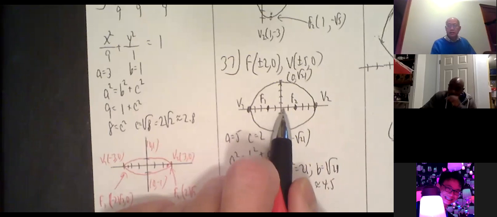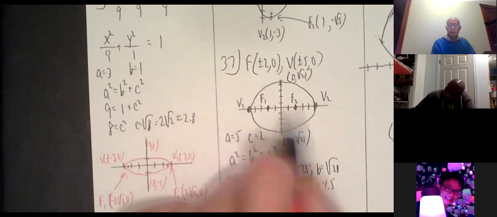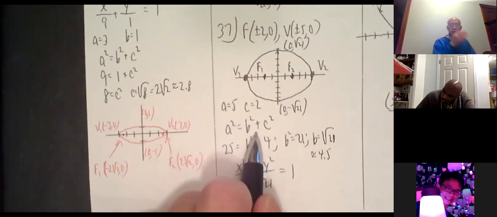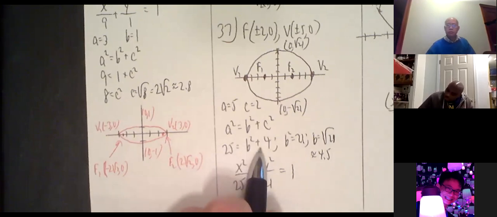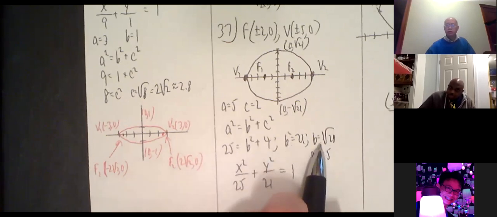So a is 1, 2, 3, 4, 5. 5 that way, 5 that way. c is 2. 1, 2, 1, 2. Figure out the b. a squared equals b squared plus c squared. 25 equals b squared plus 4. b squared equals 21. b is radical 21. Punch it in the calculator, it's about 4.5.